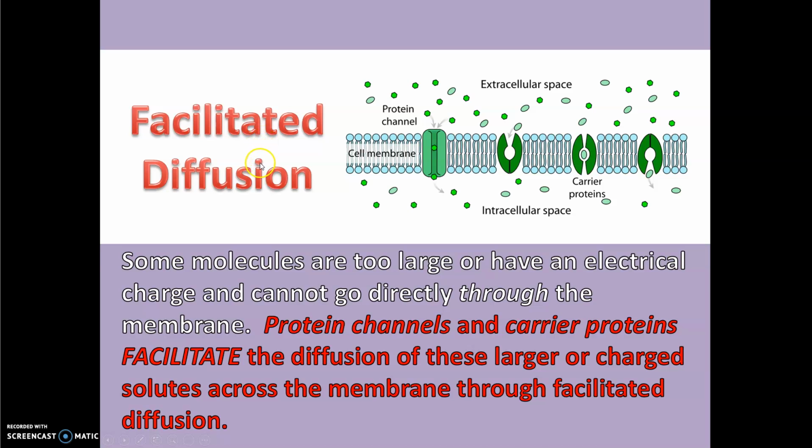Next we have facilitated diffusion. So some molecules are too large or have an electrical charge and cannot go directly through the membrane. So if you have really big molecules, they're not going to be able to fit through the phospholipid bilayer, and they need these special little channels or carrier proteins. So these protein channels or carrier proteins facilitate the diffusion of these larger or charged solutes across the membrane through facilitated diffusion. So we still have things coming in, but they're going through different avenues, not through the membrane itself or the phospholipid bilayer.